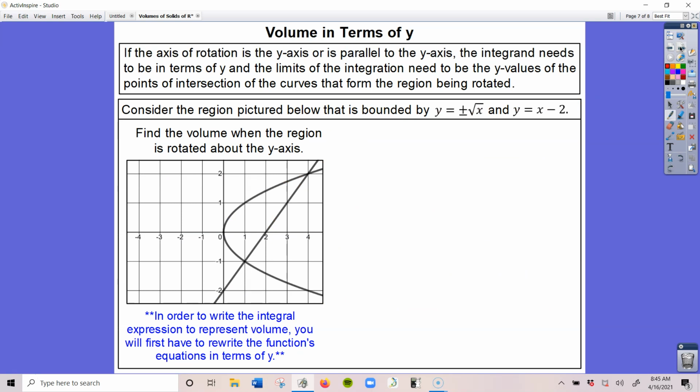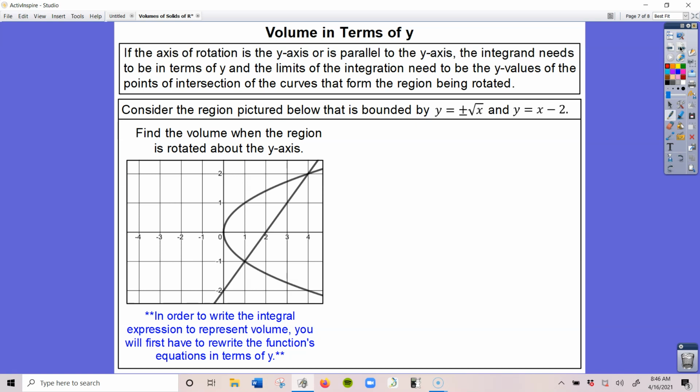So here, if the axis of rotation is the y-axis or is parallel to the y-axis, the integrand needs to be in terms of y, and the limits of the integration need to be the y values of the points of intersection of the curves that form the region being rotated. So basically, what does this say?